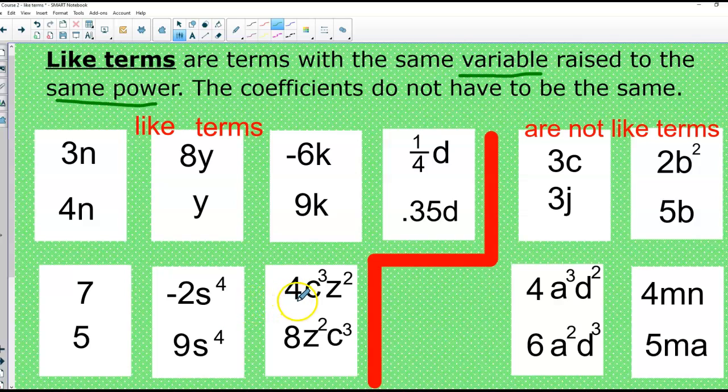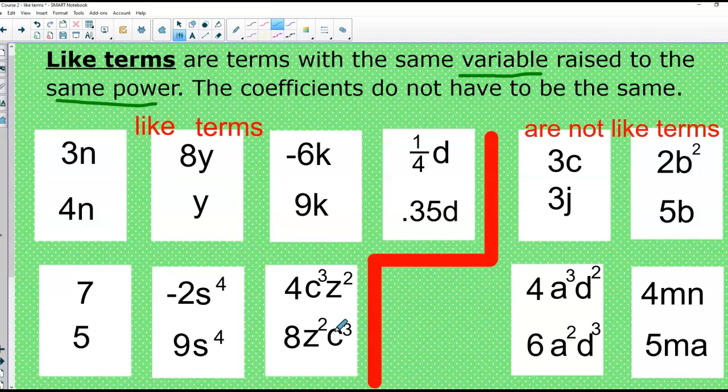And finally, if we look at this one has a c to the third, and so does this one. And this one has a z to the second, and so does this one. The order doesn't matter, right? Because all that means is multiply. It doesn't matter what order they're multiplied in. So as long as the variables are the same and the exponents are the same, they are like terms.